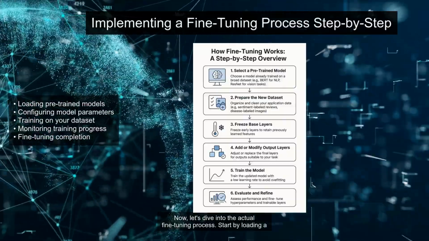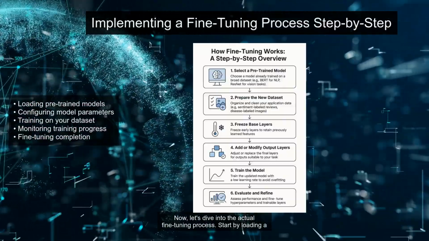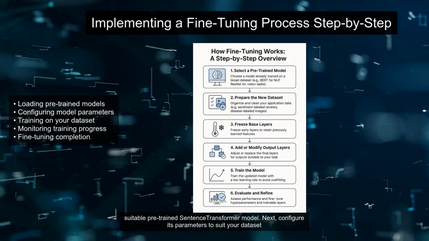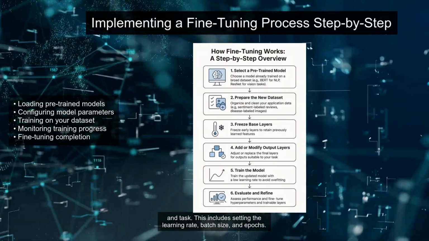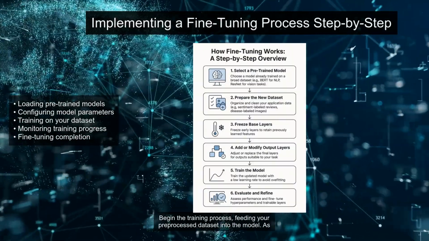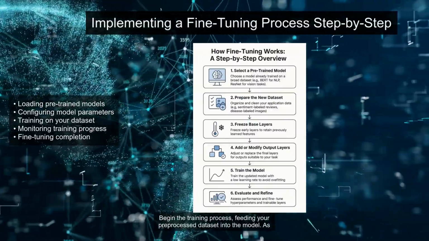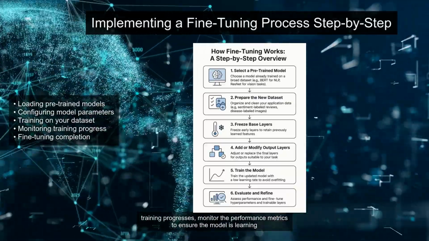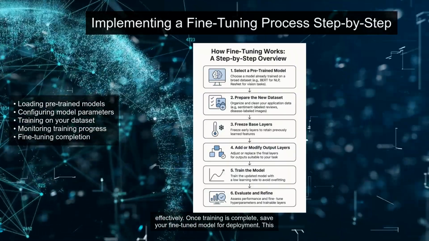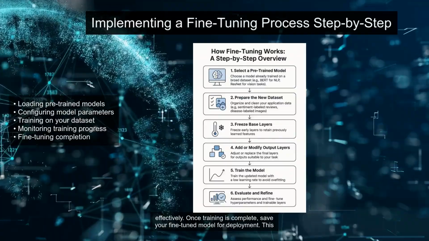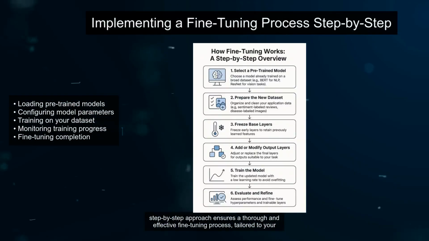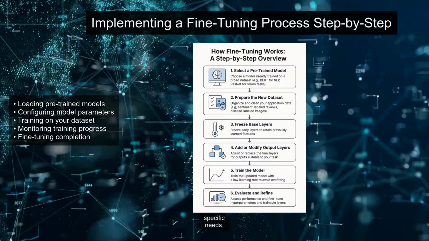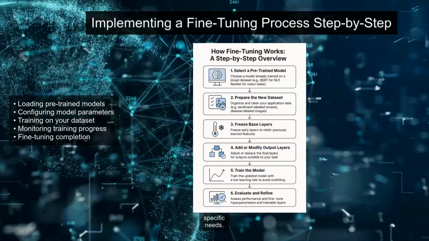Now, let's dive into the actual fine-tuning process. Start by loading a suitable pre-trained sentence transformer model. Next, configure its parameters to suit your dataset and task. This includes setting the learning rate, batch size, and epochs. Begin the training process, feeding your pre-processed dataset into the model. As training progresses, monitor the performance metrics to ensure the model is learning effectively. Once training is complete, save your fine-tuned model for deployment. This step-by-step approach ensures a thorough and effective fine-tuning process, tailored to your specific needs.